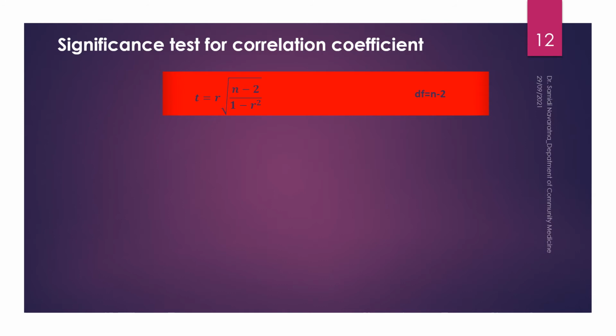So the key thing to remember is that the t statistic for the correlation depends on the magnitude of the correlation coefficient, that is the value of the R, and the sample size. Therefore, with a large sample, even weak correlations can become statistically significant. So that's the worry.